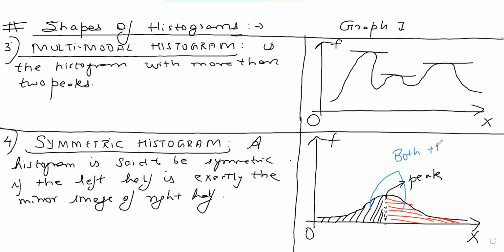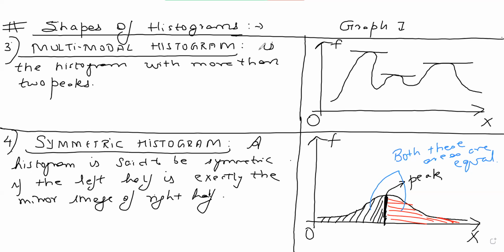Both these areas are equal. Or I can say they are mirror images of each other. So I can say that to the left of the peak and to the right of the peak, both the areas are exactly equal. This is called a symmetric histogram.